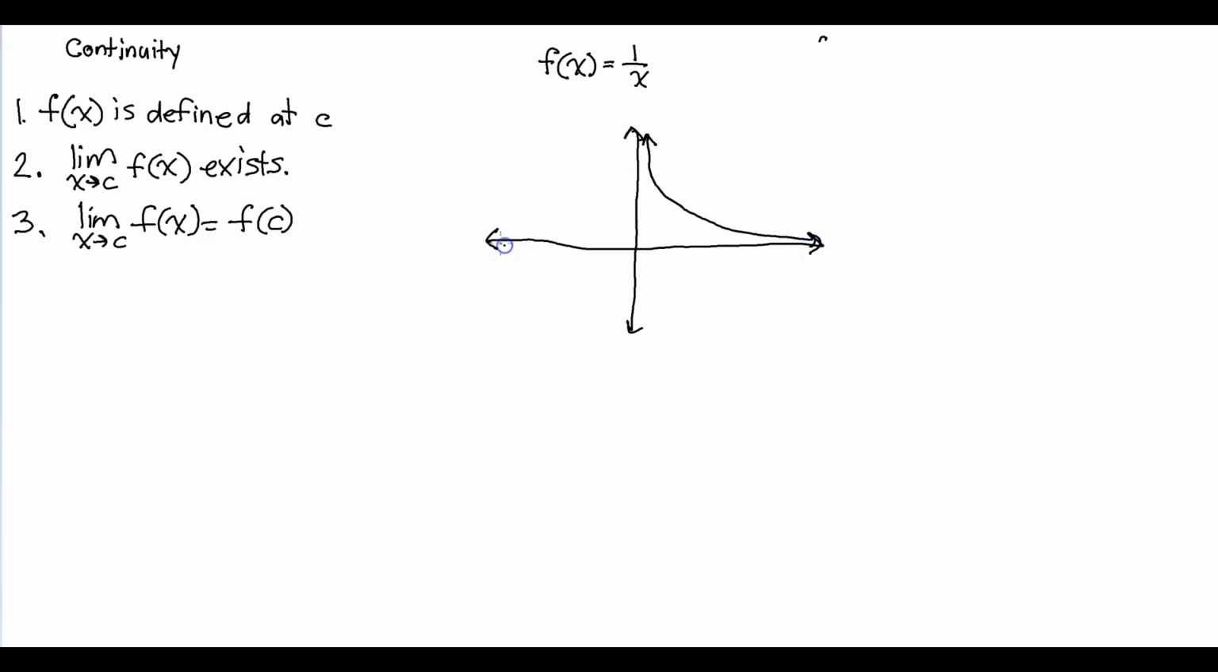So you can clearly see that the function is not continuous everywhere. Why? Because you have this vertical asymptote. A vertical asymptote is like a line that a function approaches as x gets closer and closer to a value. So you can see the limit as x approaches 0 of f of x does not exist. And f of 0 is not defined.